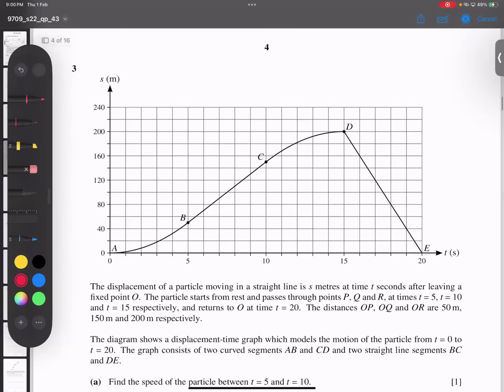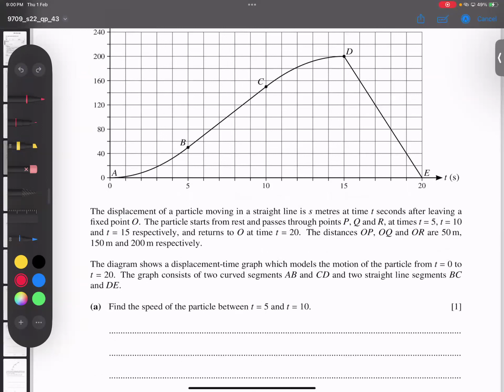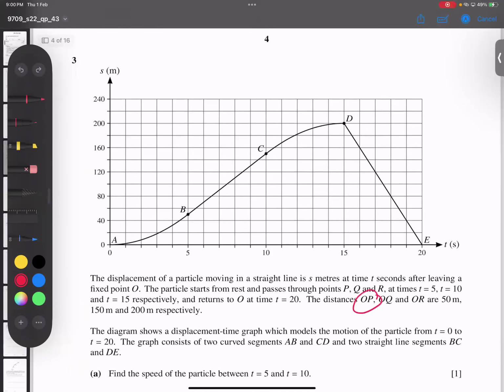Okay, and what a question we have. He has given us a distance time graph. You can see clearly, and if you read carefully, it starts from rest, very clear. Points P, Q, R are given here, and time is 5, 10, 15, mentioned clearly. Distance is mentioned clearly. So distance O to P, he gave 50 meters. Okay, students, and these are 150 given by him. Very clearly mentioned.